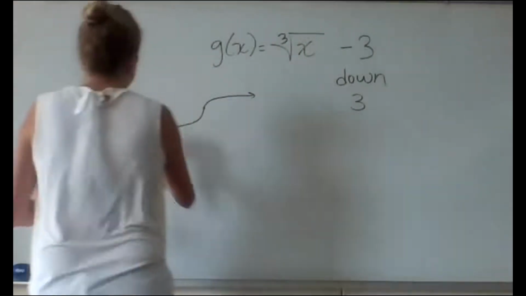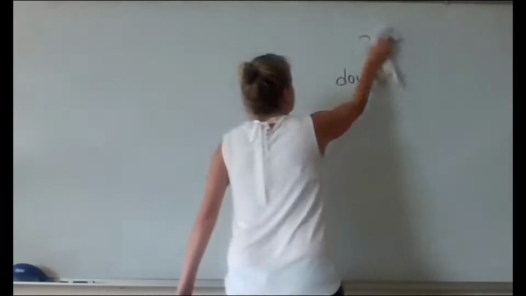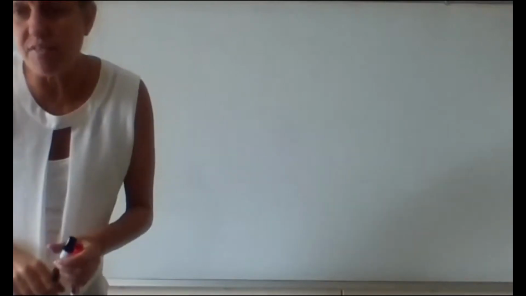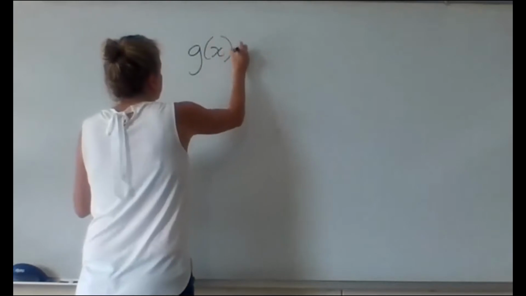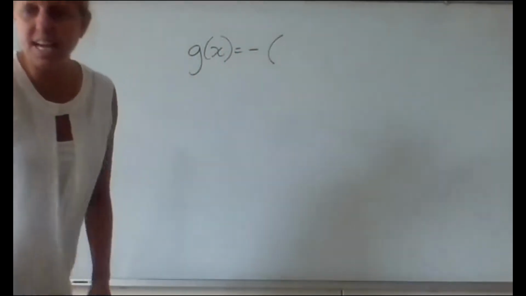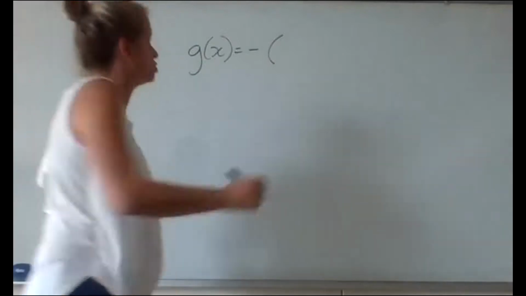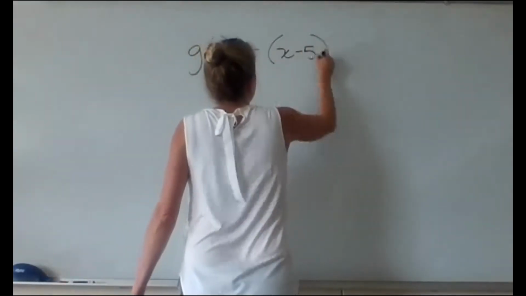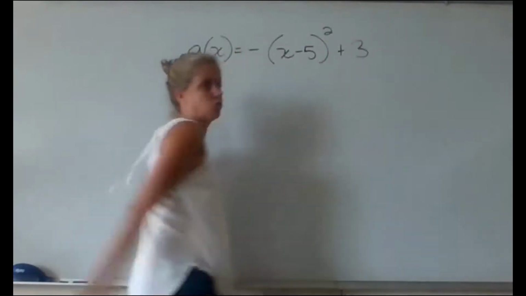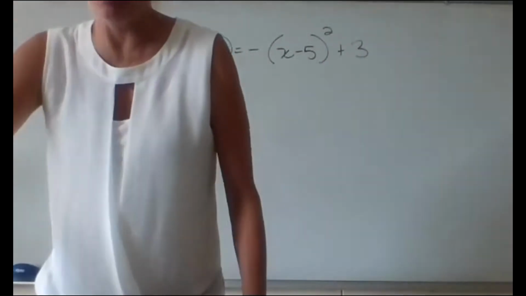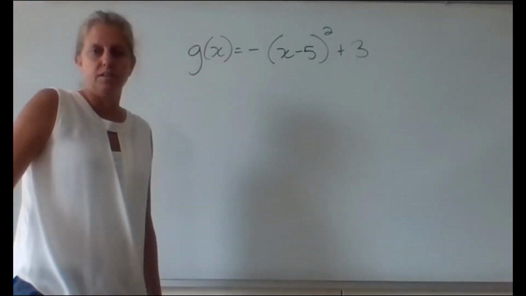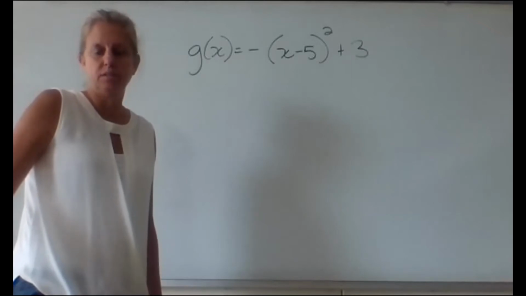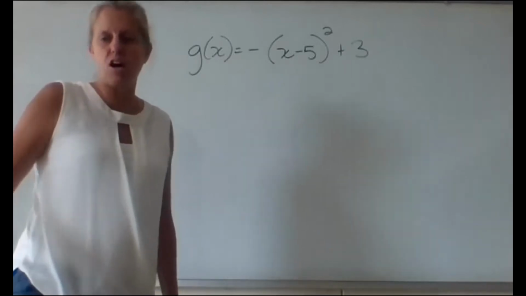All right, last one. G of x equals negative, open parentheses, x minus 5 squared plus 3. So 3 different things are happening here. You're going to start off with an x squared. Do the horizontal shift first.